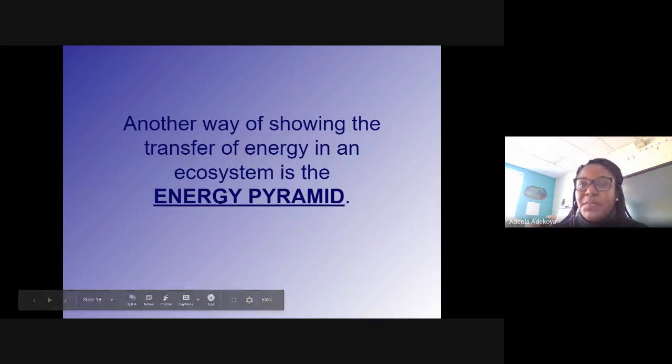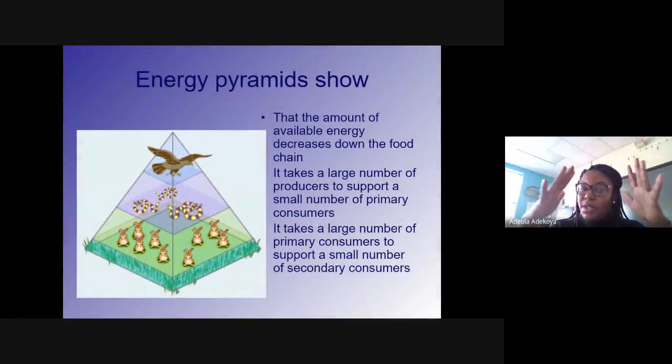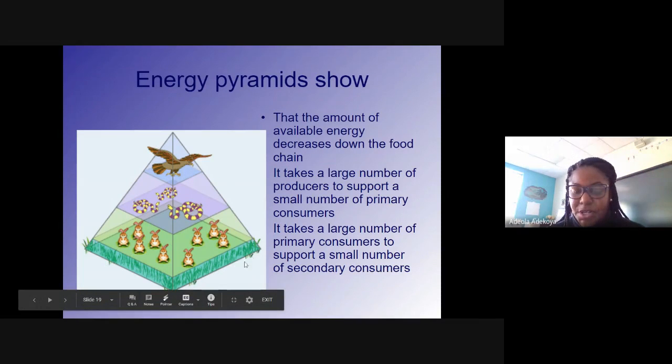Now, another way that we can show how energy is transferred from one living thing to another is through an energy pyramid. So an energy pyramid is also a model. It's showing you, with that pyramid, how energy is transferred. All right, here it's not showing you the sun. Always remember that everything starts off with the sun.